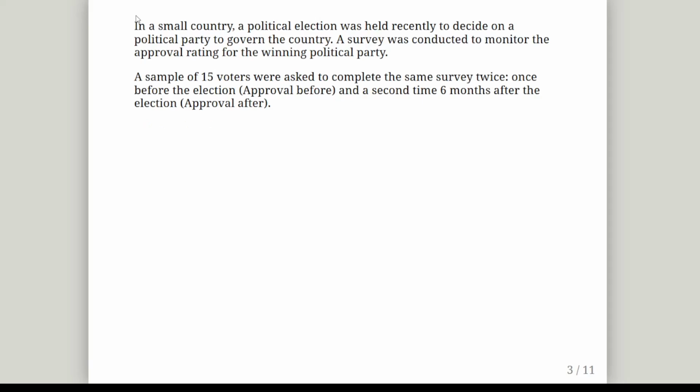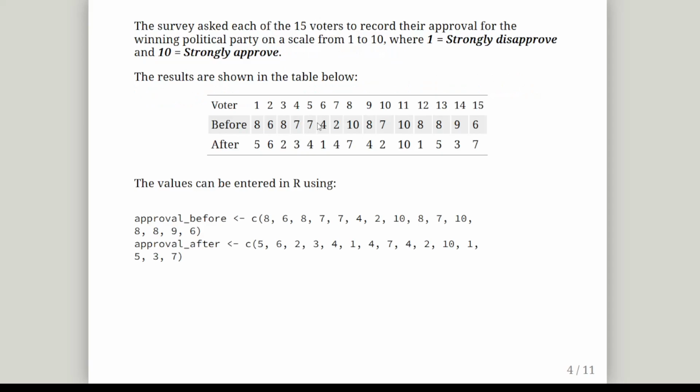So the question is: in a small country, a political election was held recently to decide on a political party to govern the country. A survey was carried out to monitor the approval rating for the winning political party. A sample of 15 voters were asked to complete the survey twice, once just before the election, approval before, and a second time 6 months after the election, approval after. So it's a before and after situation.